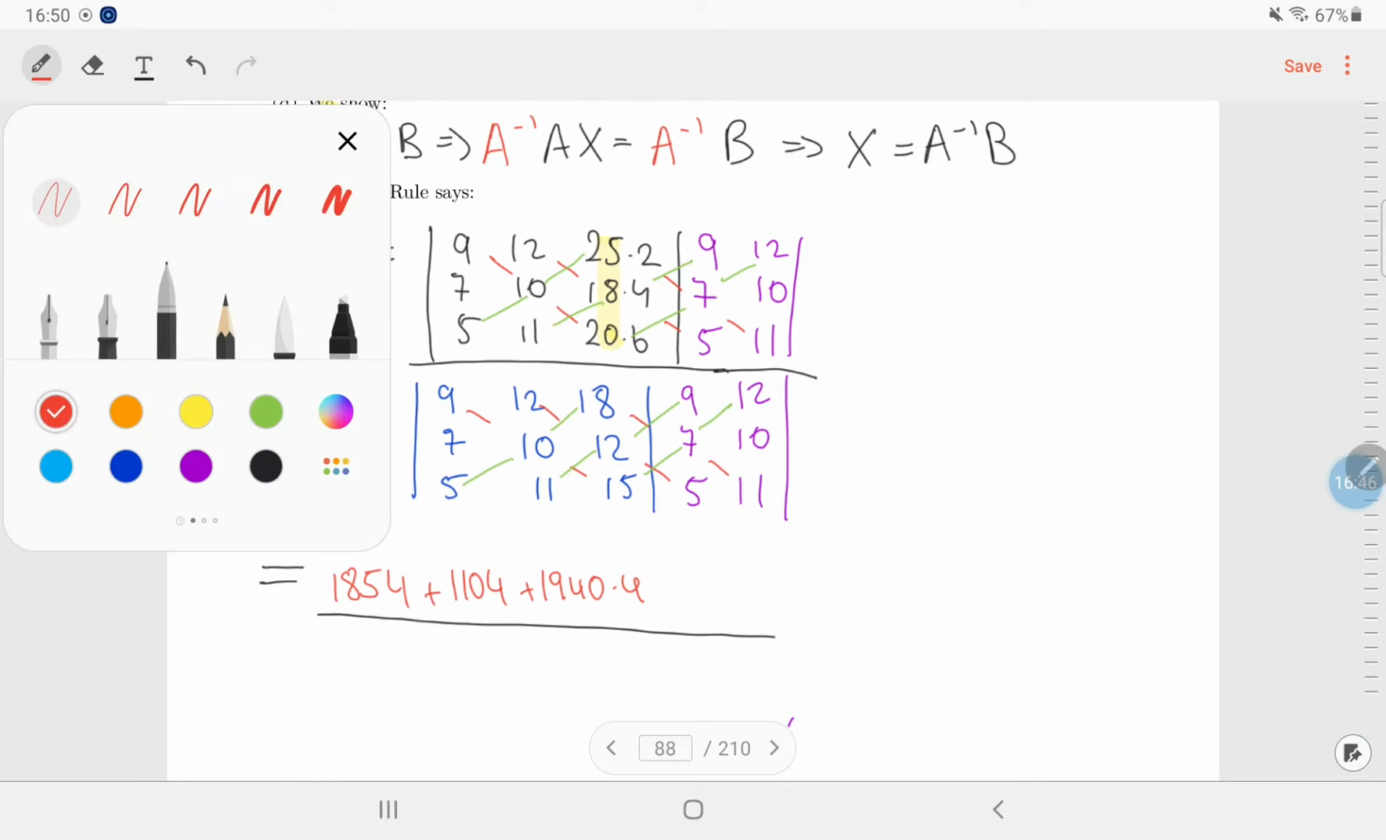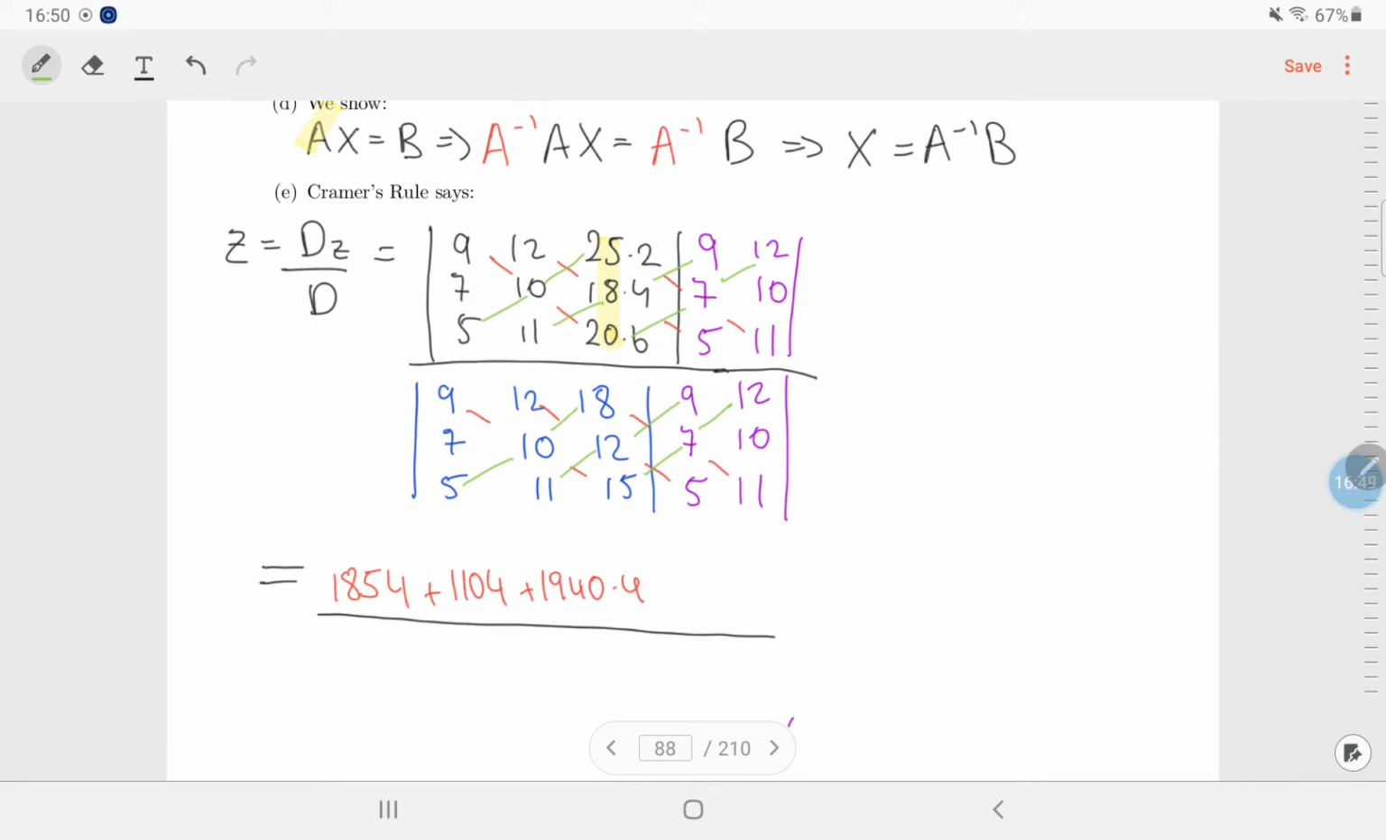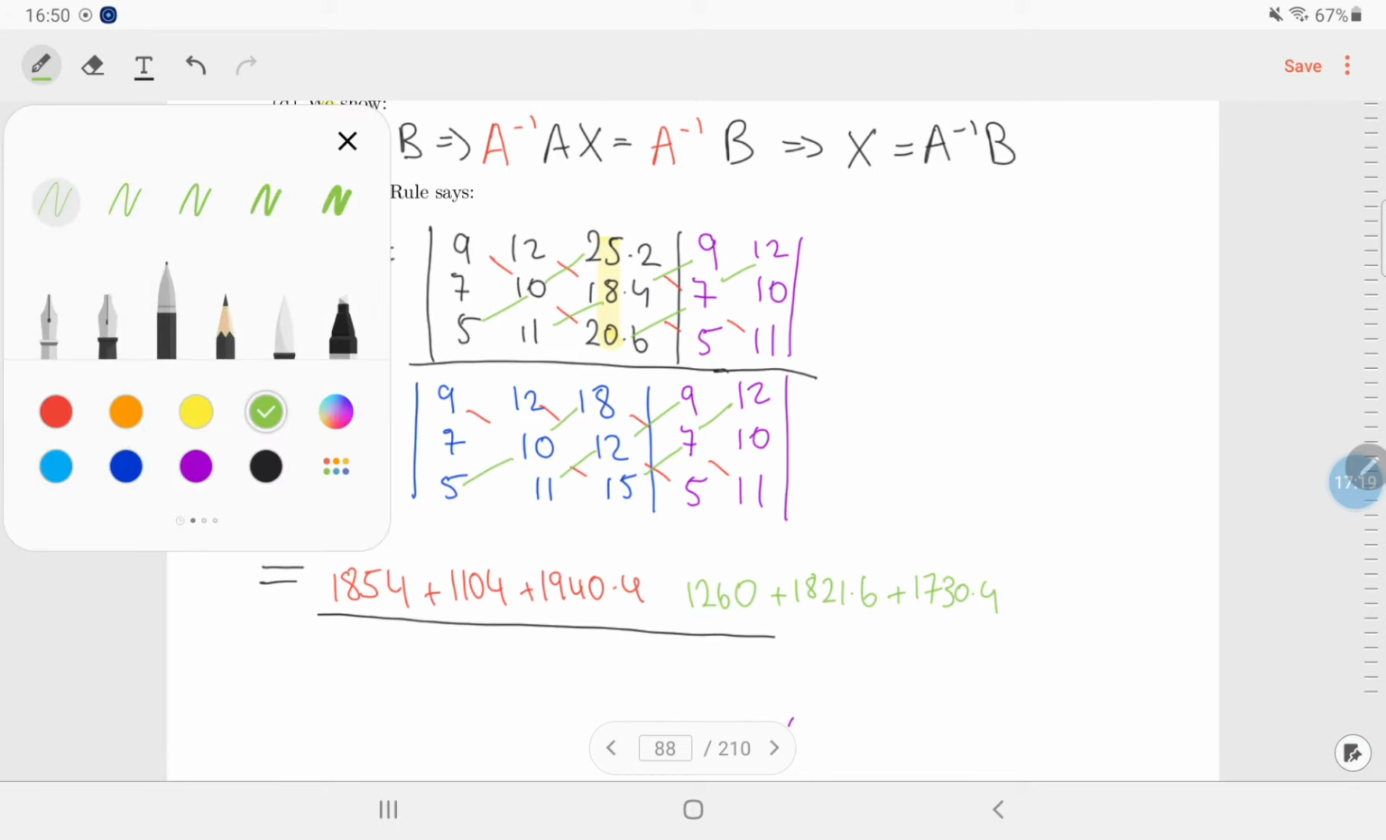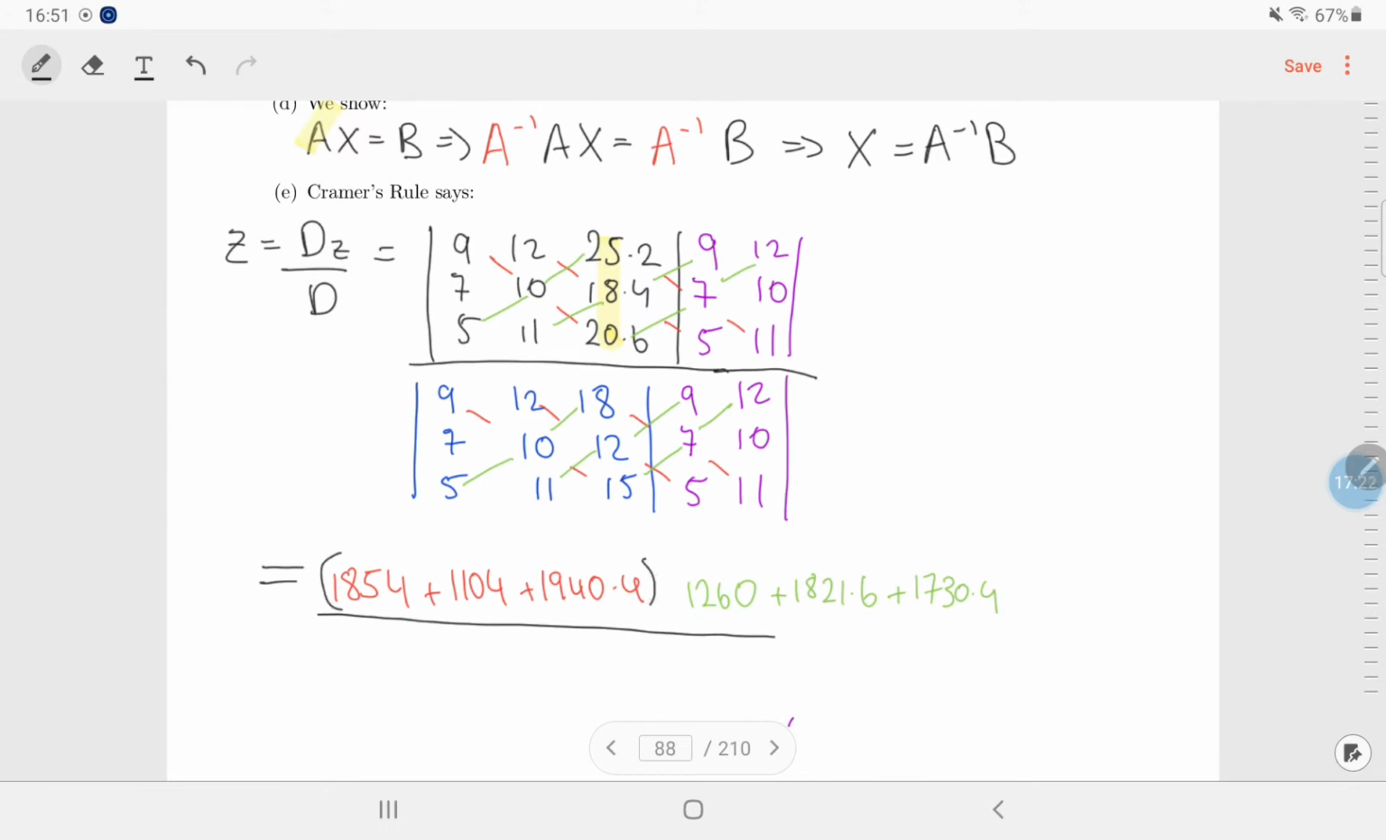Take away the left down diagonals up the top. The first one I see is 25.2 by 10 by 5, which is 1260. The next one is 9 by 18.4 by 11, which is 1821.6. And then 12 by 7 by 20.6, and I'm seeing 1730.4. So that's the top thing: right down diagonals minus left down diagonals. Now do the same for the bottom.